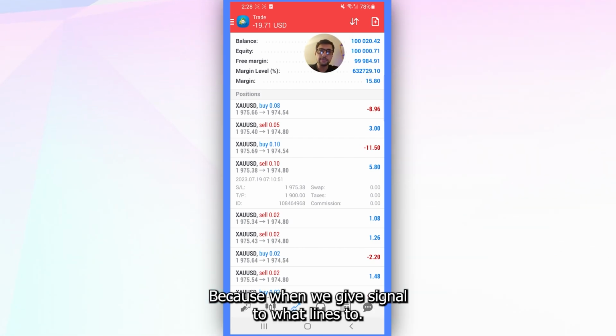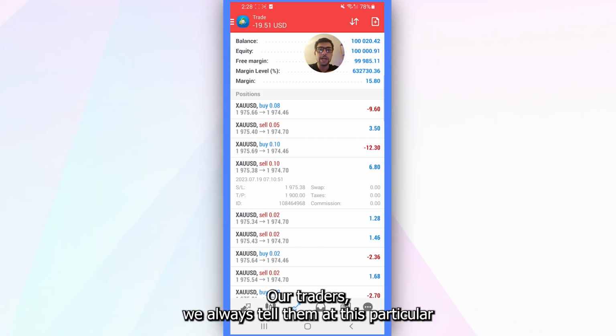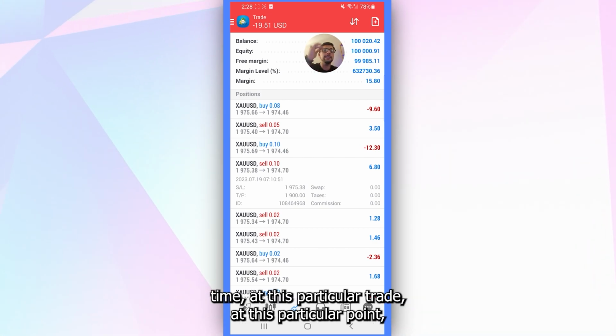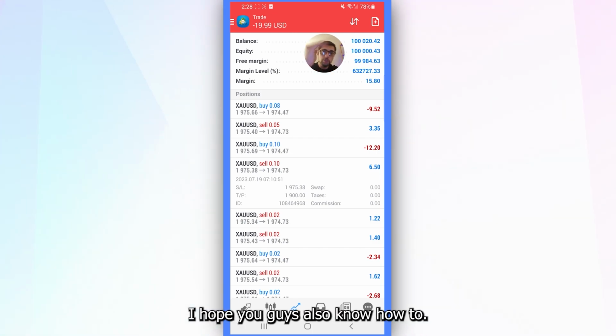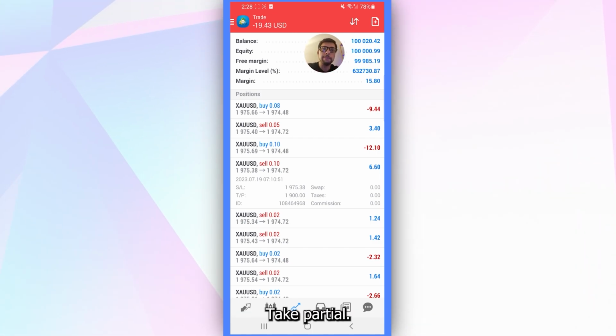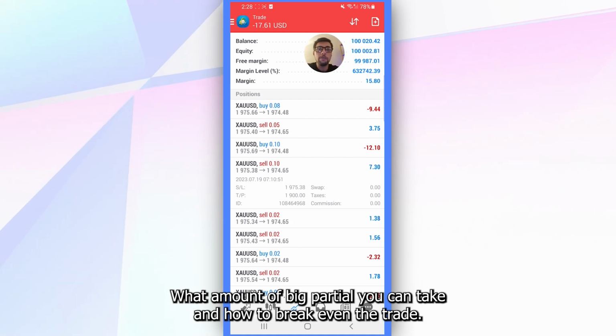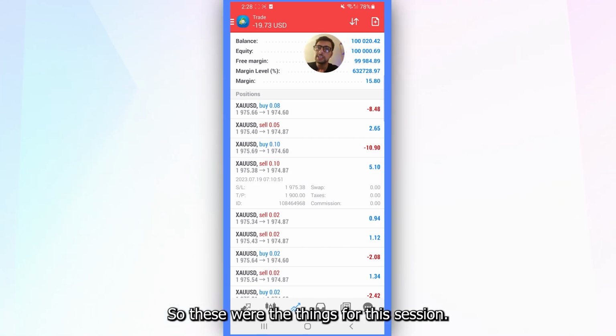Because when we give a signal to our clients, to our traders, we always tell them at this particular trade, at this particular point, take 20% of the partial, take 30% of the partial. And now I hope you also know how to take partial, what amount of partial you can take, and how to break even the trade. So these were the things for this session.